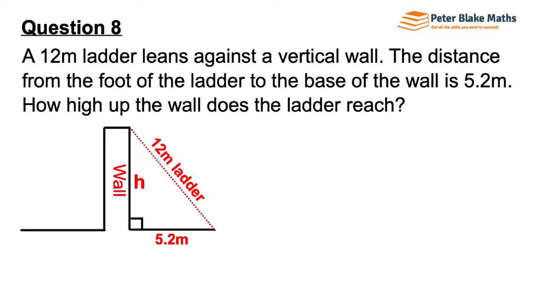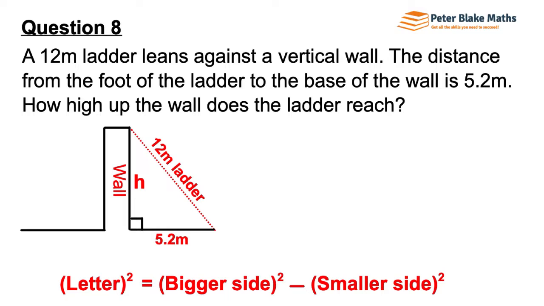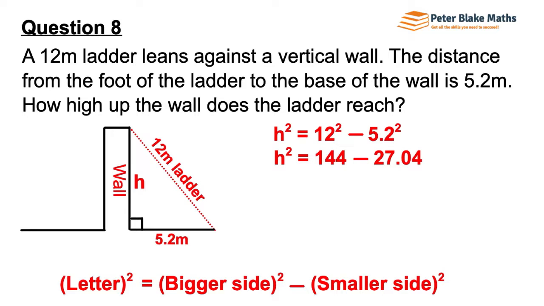So we'll use this arrangement of the letter squared equaling the bigger side squared minus the smaller side squared. We'll work backwards to find this height. Now H squared equals 12 squared minus 5.2 squared. Into our calculator we get 144 minus 27.04.